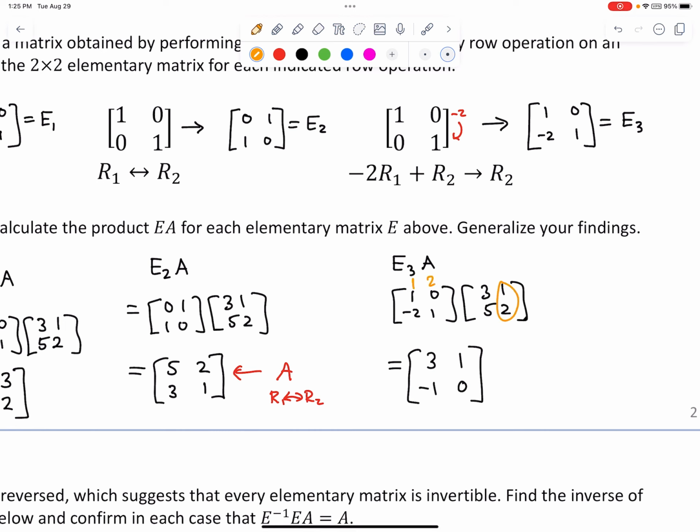We get 1 plus 0, which is 1, and then we get -2 plus 2, which is 0, and that confirms the second column of our result. So yes, doing this matrix multiplication with E3, where E3 is on the left, winds up effectively performing the row operation on A. That was the same row operation that we performed on I to produce E3 in the first place.